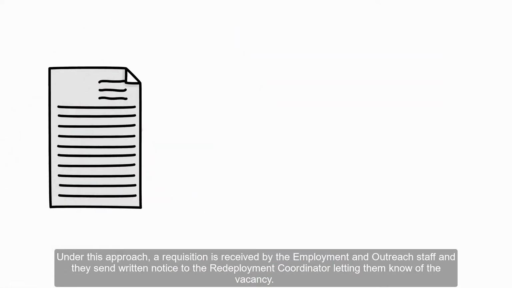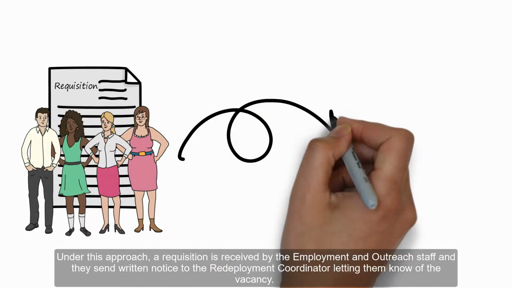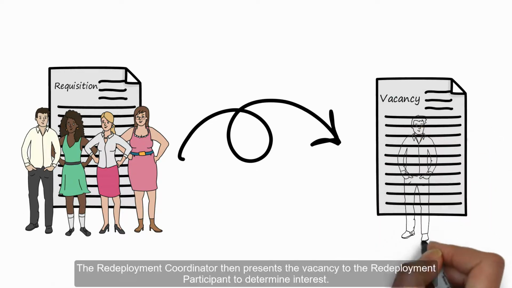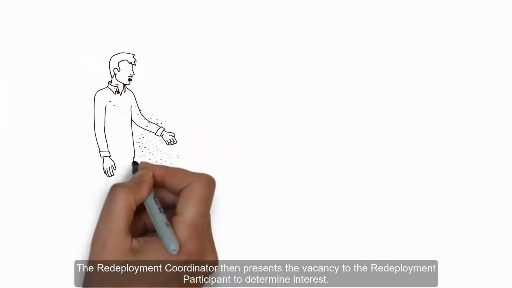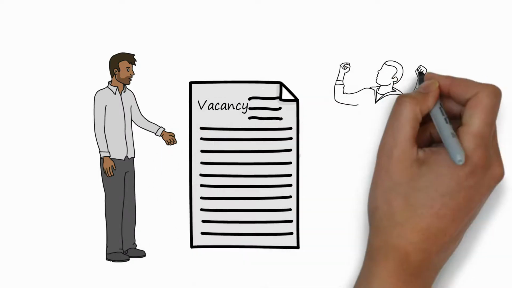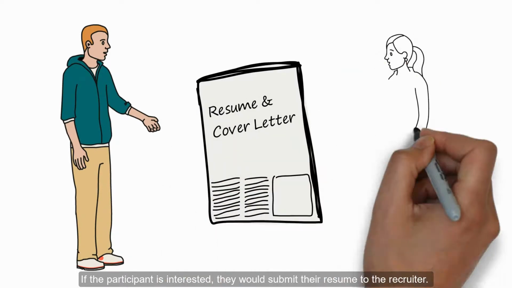Under this approach, a requisition is received by the employment and outreach staff, and they send written notice to the redeployment coordinator letting them know of the vacancy. The redeployment coordinator then presents the vacancy to the redeployment participant to determine interest. If the participant is interested, they would submit their resume to the recruiter.